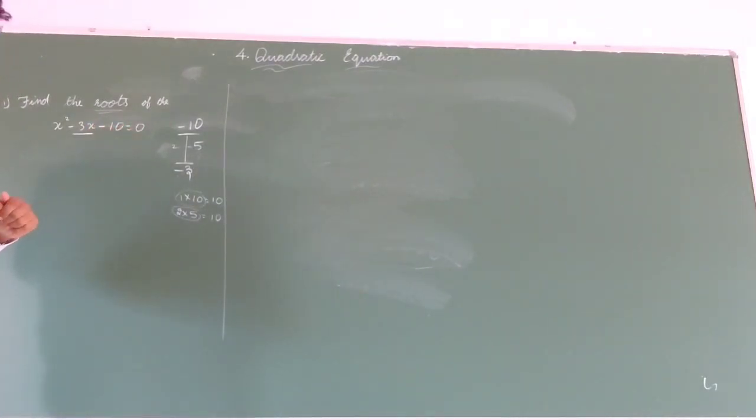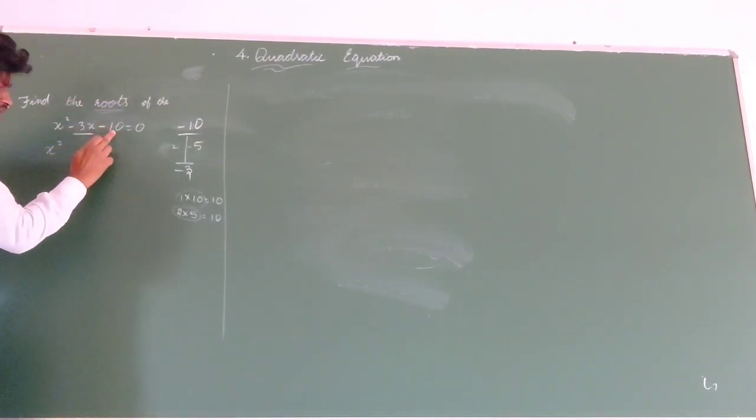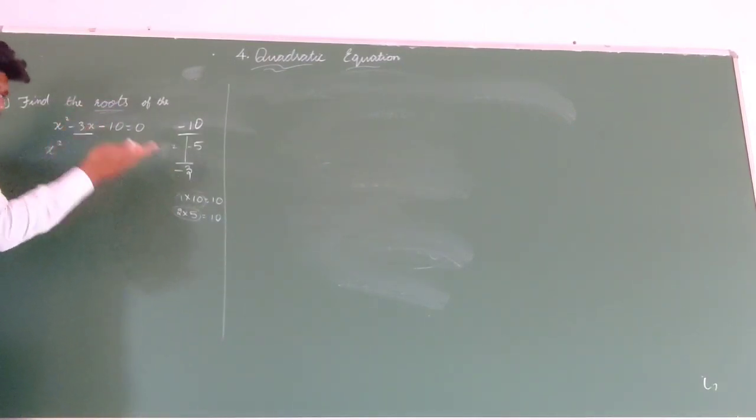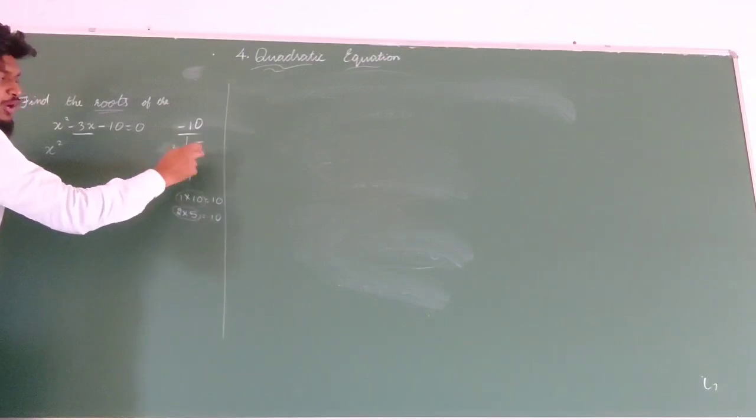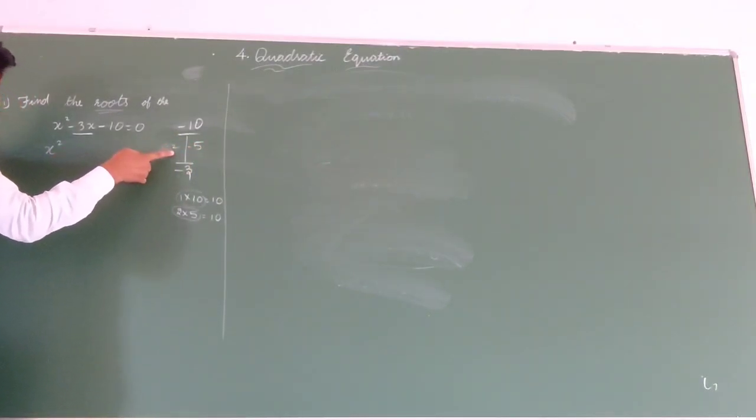One more name for this method is splitting the middle term. Why? Because I am going to split this middle term. So here x square, I am not going to make any changes to the first term and the last term. The minus 3x, we have to split into these two terms. What are the two terms? Plus 2. Don't forget the signs.